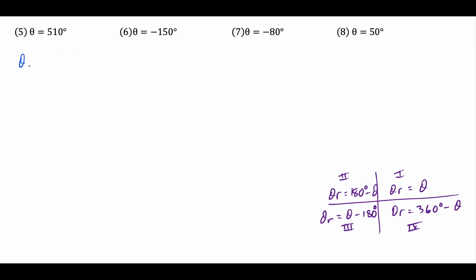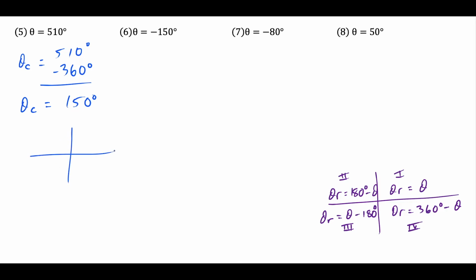And in situations like that, you want to find a coterminal angle. The way you would find a coterminal angle for an angle bigger than 360 is you would just start subtracting 360 degrees from the angle until you wind up with something between 0 and 360. So notice if we subtract 360 from 510, we get 150 degrees, and this angle is a quadrant 2 angle.